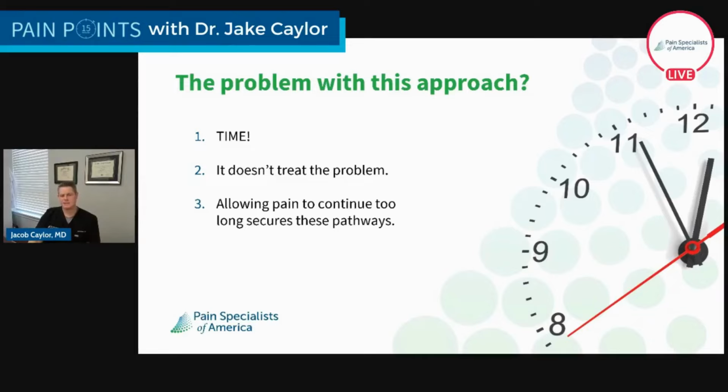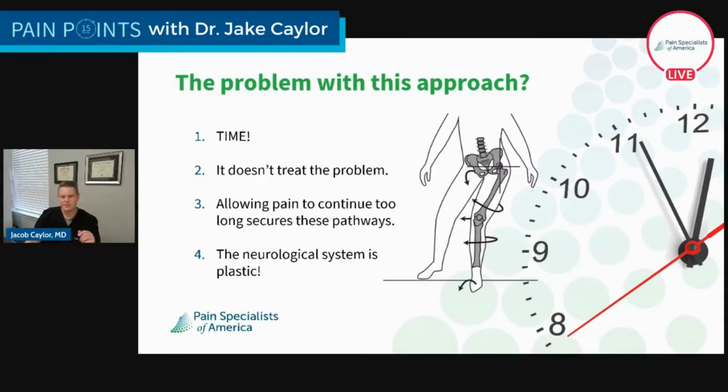Allowing pain to continue also secures these pathways in our brain and spinal cord. And the neurologic system is plastic. And this is what we were getting at last time when we were talking about pain pathways, the neurological system, the central nervous system, can remember these things and upregulate them. And we're going to talk about that here. So again, altered biomechanics playing a role.